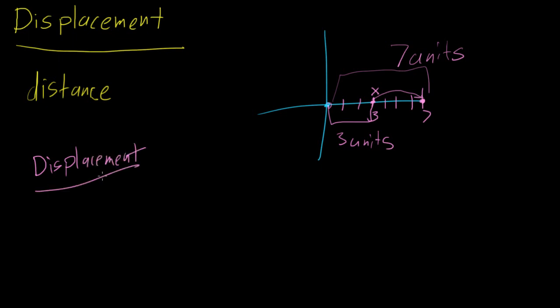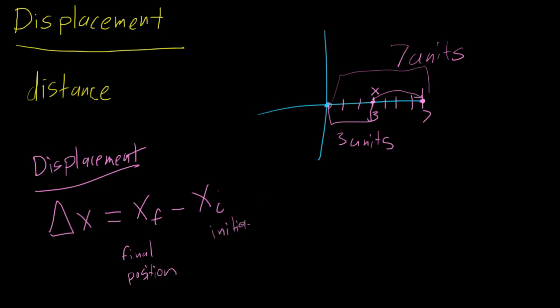Displacement is defined as delta x. Delta means change in. So xf minus xi. Now what does xf and xi mean? xf means final position, and xi means initial position. Subscript f and subscript i will mean final and initial for pretty much the entire year. So that's something you need to get through your head.